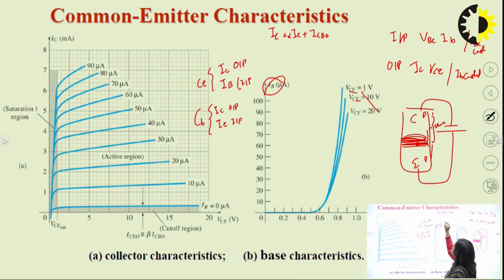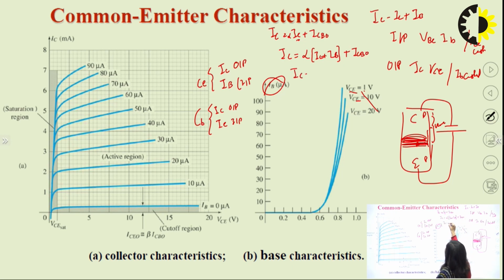So we have to replace this IE with IE is equal to IC plus IB. So we will put here IC is equal to alpha times IC plus IB, plus ICBO. So we will have IC is equal to alpha IB upon 1 minus alpha plus ICBO upon 1 minus alpha.